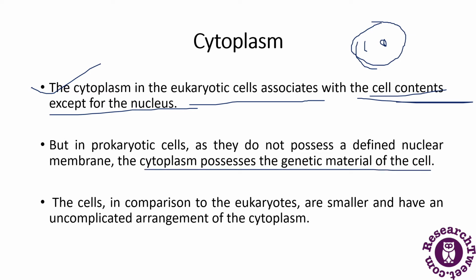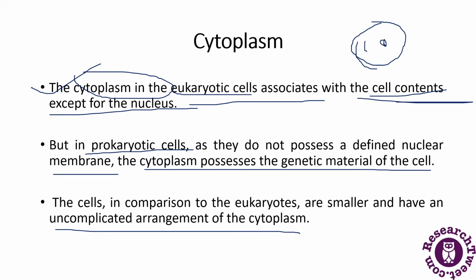In eukaryotic cells, there is a nucleus and a nuclear membrane, and the cytoplasm is present between them. In prokaryotic cells, there is no nuclear membrane, so the cytoplasm possesses the genetic material of the cell. Prokaryotic cells, in comparison to eukaryotes, are generally smaller and have an uncomplicated arrangement of the cytoplasm.